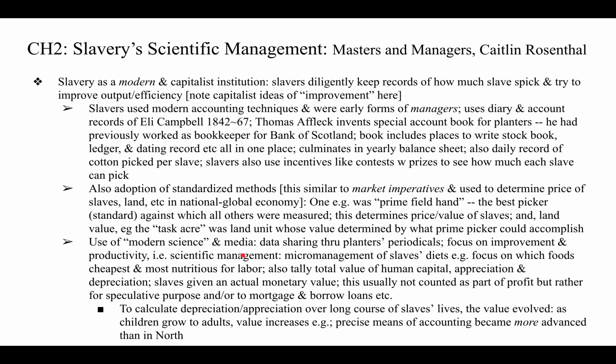There's also the use of modern science and media, such as data sharing through planters' periodicals, which focused on improvement and productivity. Not to mention the micromanagement of slaves' diets, focusing on which foods were the cheapest and most nutritious for labor, and all kinds of other calculations shared by slave owners through different periodicals, such as tallying the total value of human capital, appreciation and depreciation, etc.